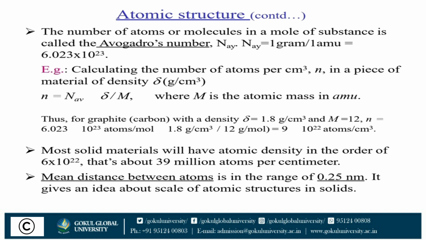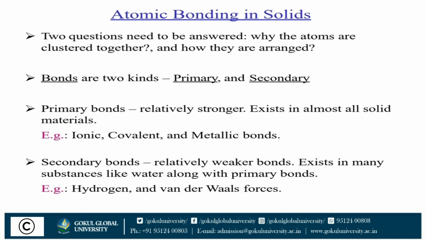Most solid materials have an atomic density on the order of 6 into 10 raised to 22. That's about 39 million atoms per centimeter. The mean distance between the atoms is 0.25 nanometer. It gives an idea about the scale of atomic structure in a solid.